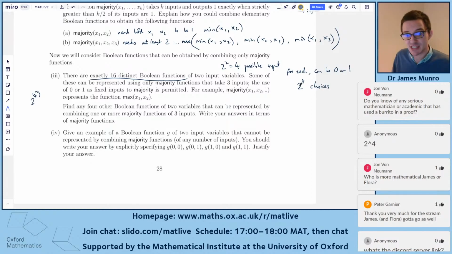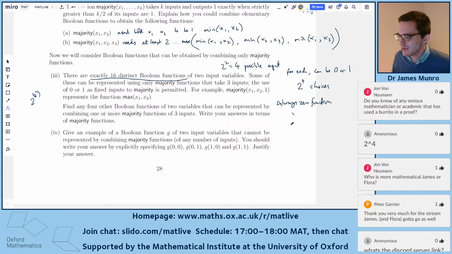Actually building some of these 16 functions is a little bit tricky. A key idea, I suppose, is that some of the functions are quite strange. For example, there's a function that always says 0. The always 0 function. Maybe that doesn't sound like it should count. Maybe the always 1 function would be something you're happier with. You can build those using majority functions. The always 0 function and the always 1 function do count as functions with 2 input variables.